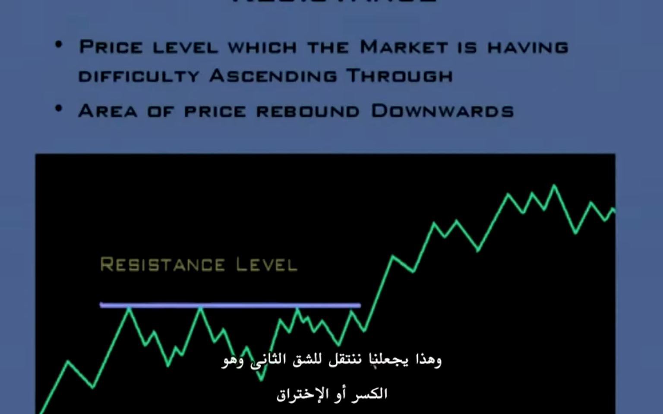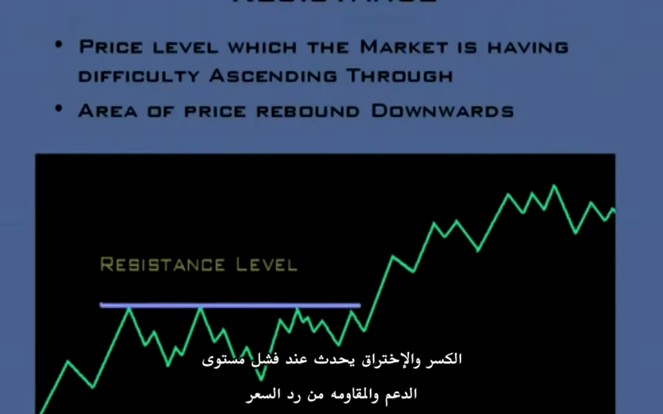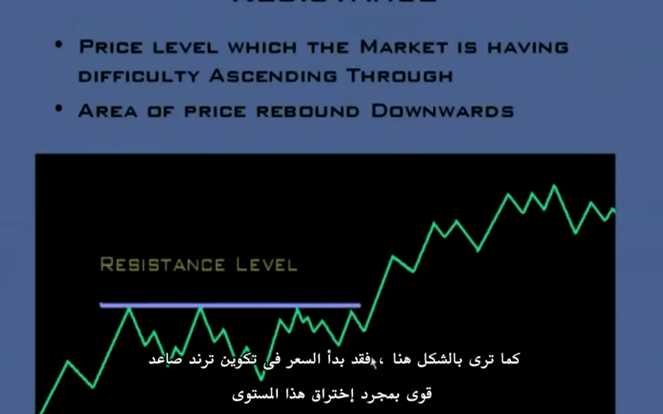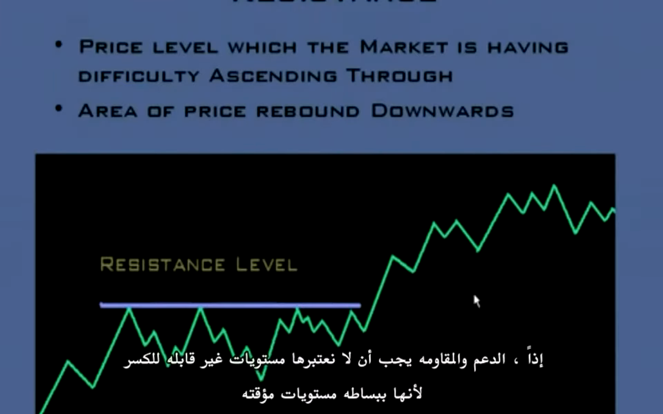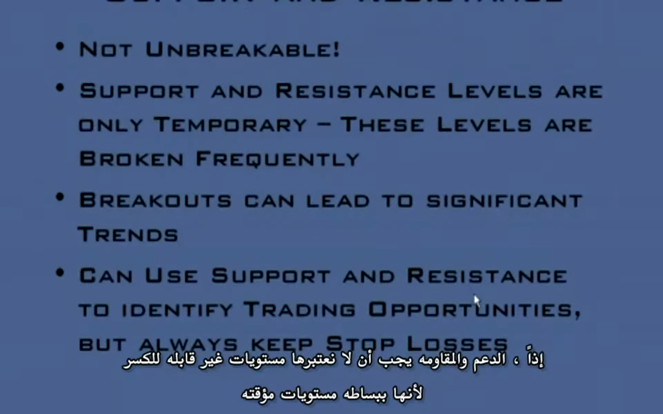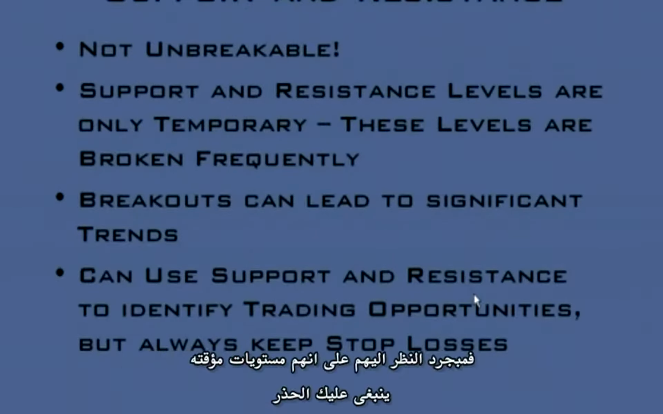And that's moving on to the next concept. A breakout is when a support or resistance level is finally broken, which you can see on the illustration here at the end, where the price had a strong upward trend after breaking out from this resistance level. So support and resistance should not be considered unbreakable. They're just temporary barriers. As long as you see them as temporary, you should be safe.